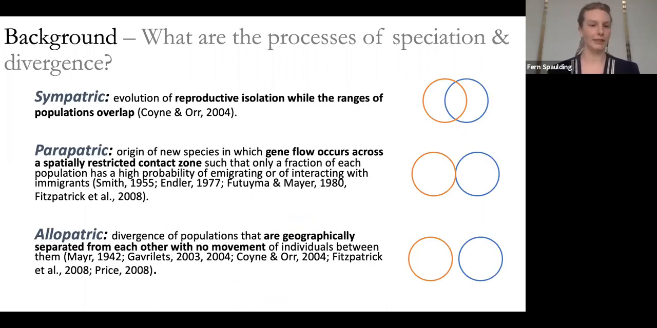So let's define these three main modes of speciation. First, sympatric speciation is the evolution of reproductive isolation while ranges of populations overlap. Parapatric speciation is the origin of new species in which gene flow occurs across a spatially restricted contact zone, such that only a fraction of each population has a high probability of interacting with other immigrants. And finally, allopatric speciation is divergence of populations that are geographically separated from each other with no movement of individuals between them. Effectively, gene flow is equal to 0 in this mode of speciation.